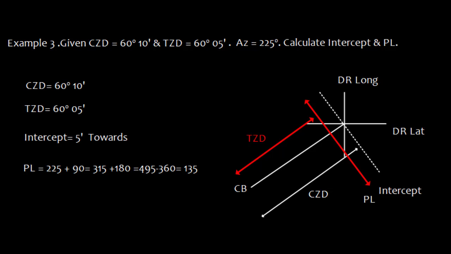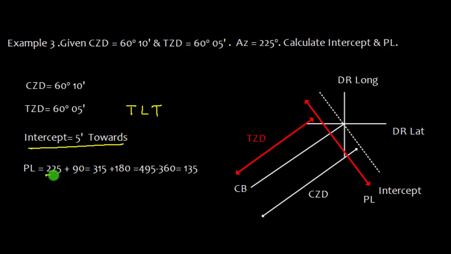Now let's reinforce this with another example, which says: calculated zenith distance is 60 degree 10 minute, true zenith distance is 60 degree 5 minute, azimuth is 225. Again we need to calculate the intercept and position line. True zenith distance is less, so the intercept is towards. The intercept is 5 minutes towards.